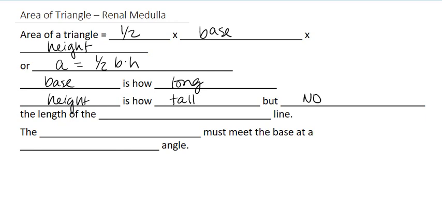but not the length of the diagonal line. And so the height must meet the base at the right angle. So let's look at an example.